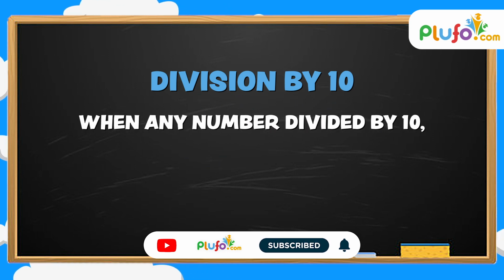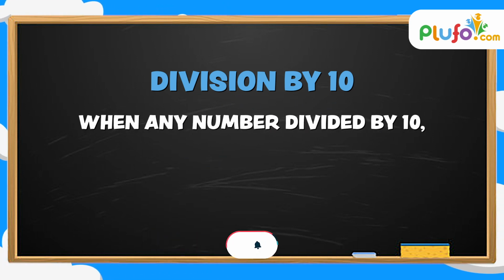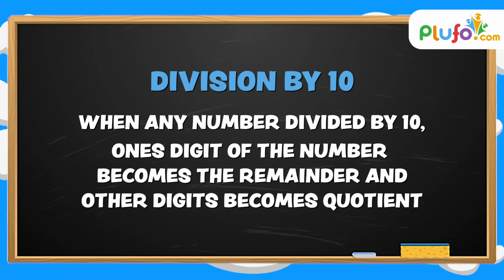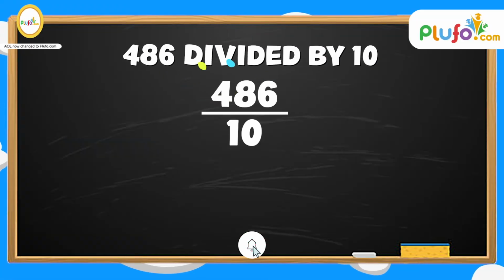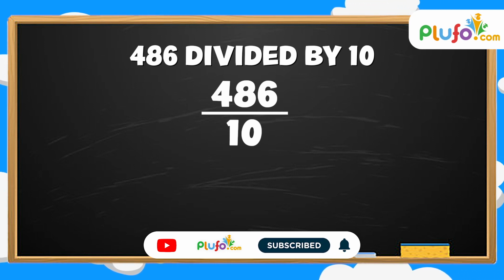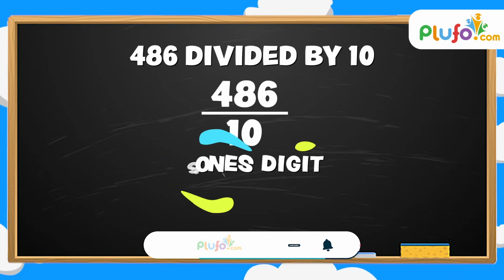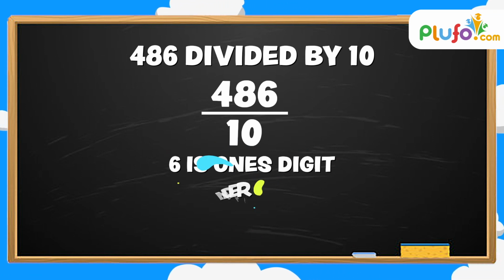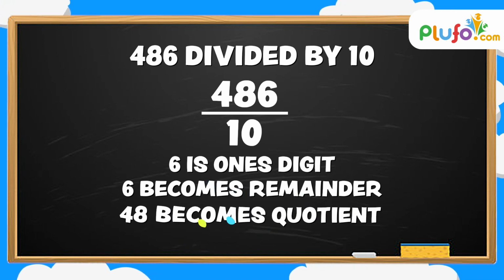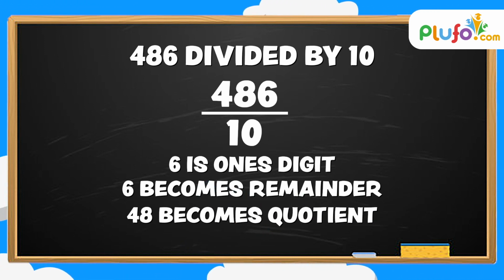When any number is divided by 10, one's digit of the number becomes remainder and other digits become quotient. Is it confusing? Let us try with one example. Here comes the example. 486 divided by 10. Here 6 is one's digit. So 6 becomes remainder and other digits 48 become quotient.